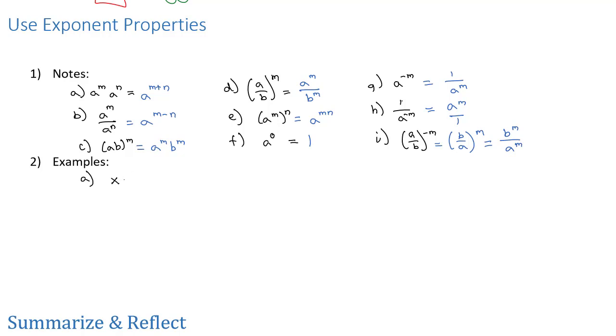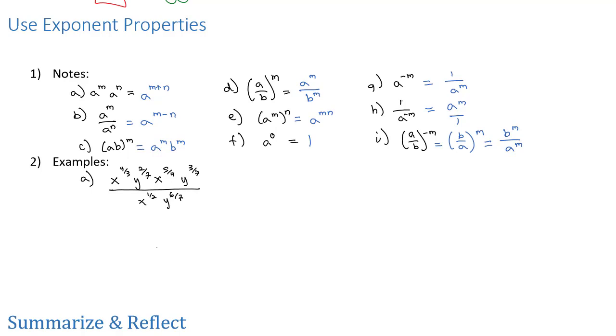Let's say I have x to the 4/3 times y to the 2/7 times x to the 5/4 times y to the 3/7 all over x to the 1/2 times y to the 6/7.